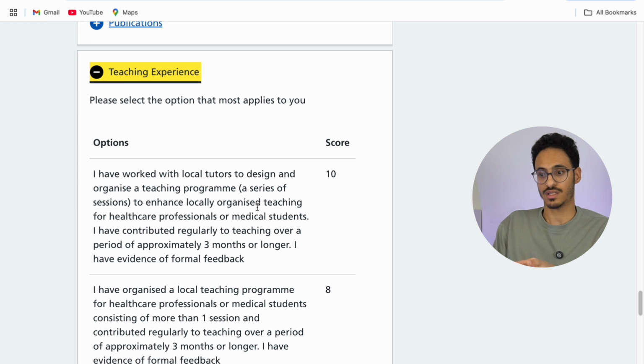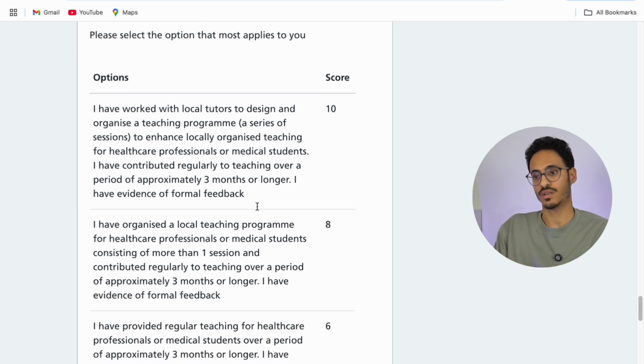Now, this is the tricky bit as well, because they require that you, for example, design and organize a teaching program for a period of approximately 3 months. And I'll explain later how I lost a few points here, because I did a huge teaching initiative back when I was in university. We did around 100 bedside teachings, we did mock exams, and all of that took a period of around 3 months.